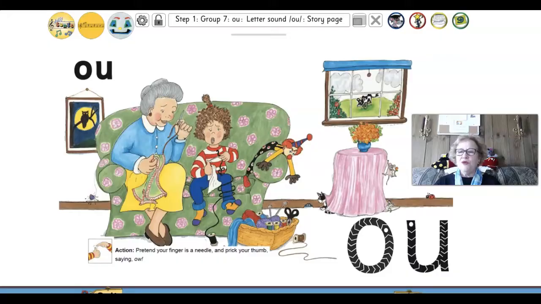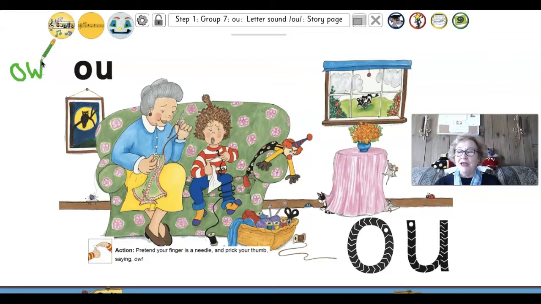Today we're going to be reviewing the ow sound and learning a couple of different ways we can read that sound and write that sound. Off we go. Do you remember the ow sound? I'm going to write up here another way that we can spell the ow sound. OU is one way, but OW can also be read and written as the ow sound.